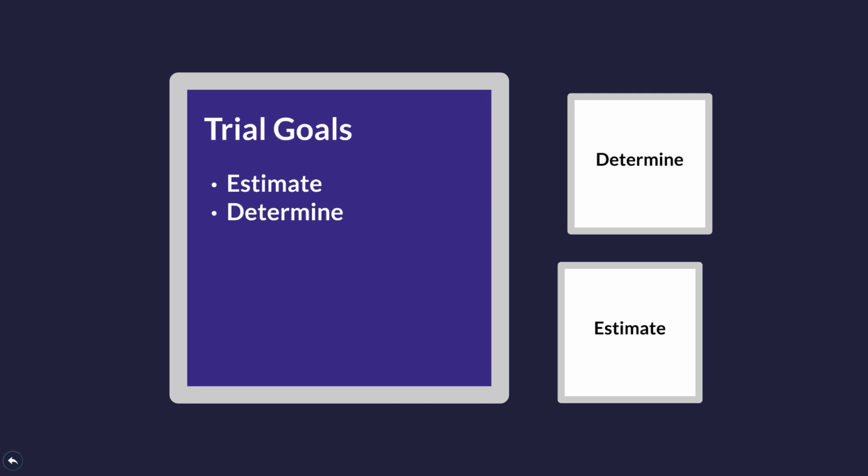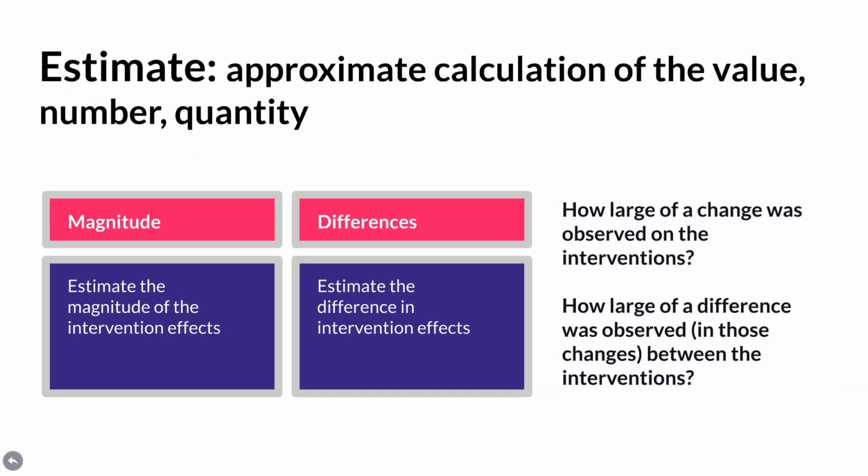Let's start first with the two basic areas of clinical trial goals. They are to estimate and to determine. Estimate and determine what? So estimate means to approximate calculation of the value, number, or quantity. That is the definition from the dictionary. And in terms of clinical trials, that is exactly what we want to do. We want an approximate calculation of the value of our outcomes in each of our treatment groups.